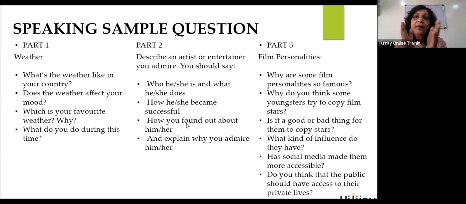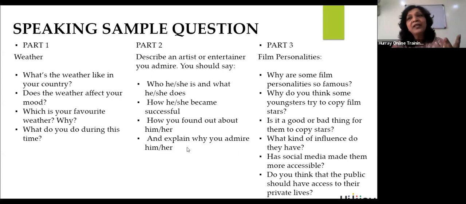They just give us some outline of what to speak on, how to create the matter. You can change the order, it doesn't matter, as long as you cover all the bullet points. They're asking about an artist or entertainer who you know, who you admire. So who is this person? What entertainment or what art is this person in? What does he or she do? How did he or she become successful? How did you find out about this person? And explain why you admire this person. These are all things about you again and someone you know.